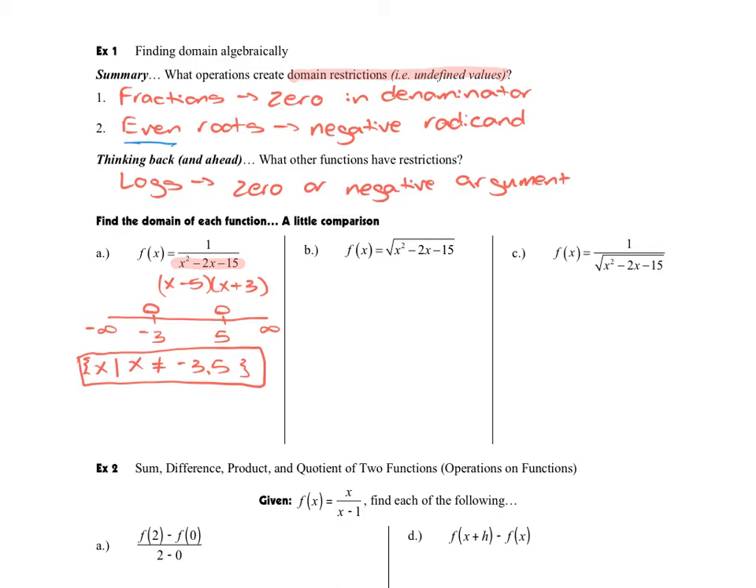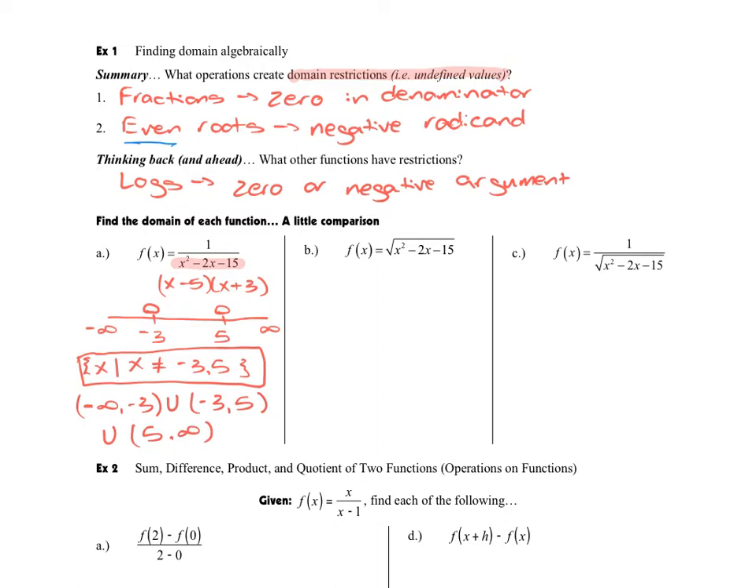I could write this in interval notation, in which case I would need to write an interval for all three parts on the number line here. So I would write negative infinity to a negative 3, parentheses, union. Then I'd write the next interval, negative 3 to 5, parentheses, union, and then my last interval, 5 to positive infinity.